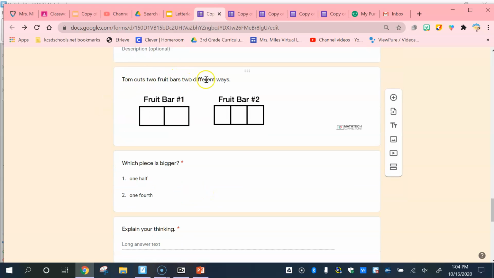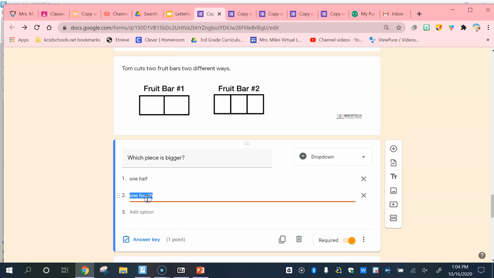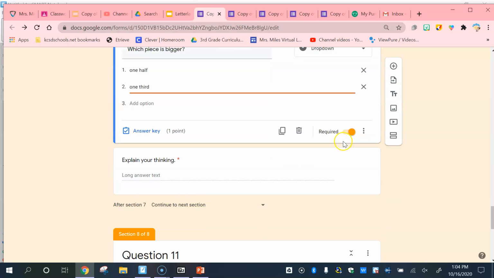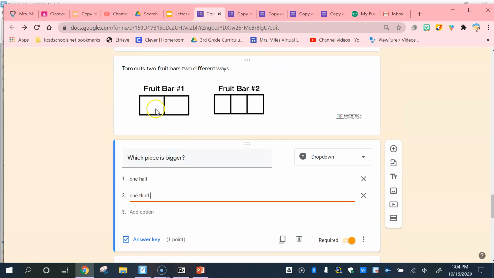Tom cuts 2 fruit bars 2 different ways. Which piece is bigger? So if you had 1/2, would that be bigger than 1/3? Which one would it be? It would be 1/2. Look how much bigger that 1/2 is than that 1/3. And it's because the more times you cut it, the smaller the pieces are going to be.